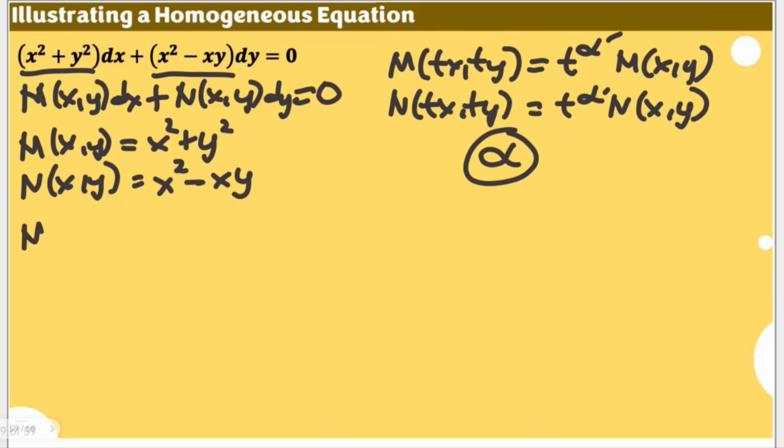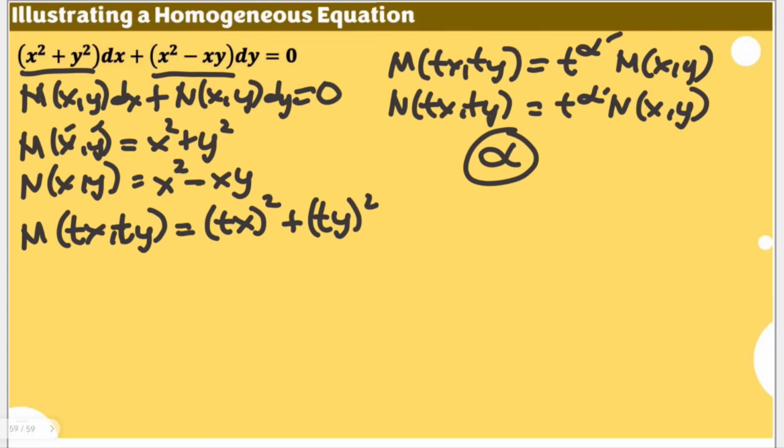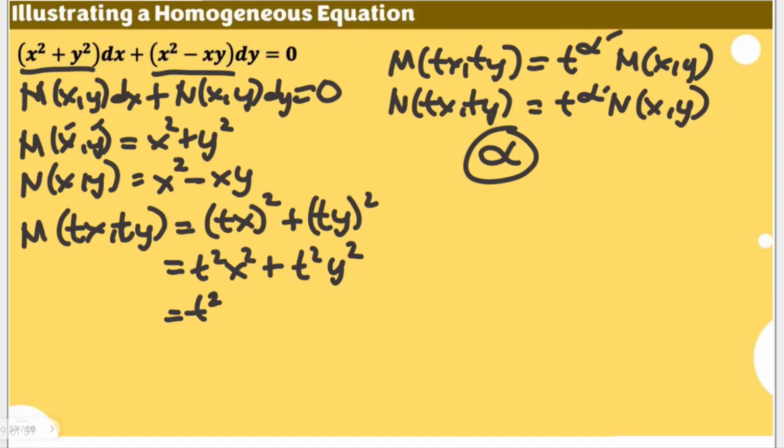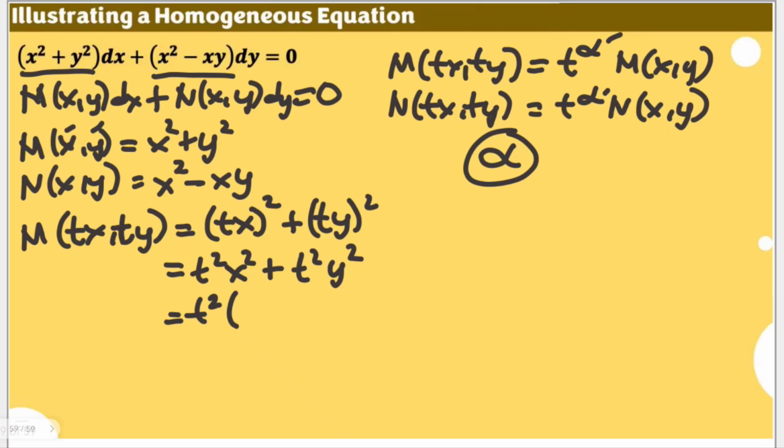So let's start coming up with M of tx, ty. What does this mean? We simply change our x and y in our M function into tx and ty respectively. Hence, the x squared becomes (tx) squared and the y squared becomes (ty) squared. Using the laws of exponents, you have t squared x squared plus t squared y squared. Factor t squared on both, since t squared can be found on both. So what is left in our first term is just x squared, plus your second term, which is just y squared.